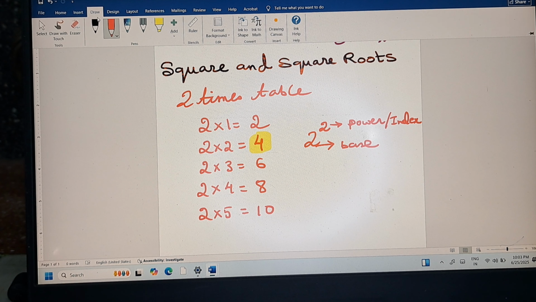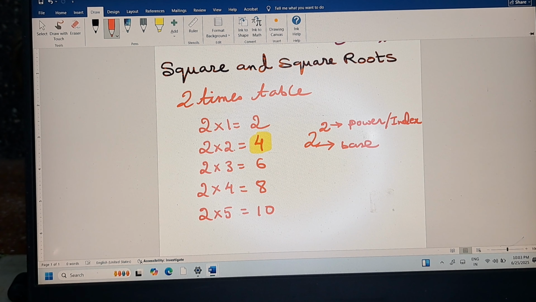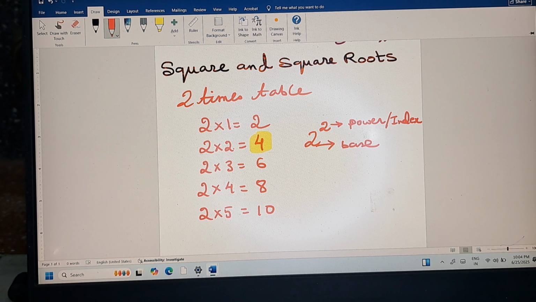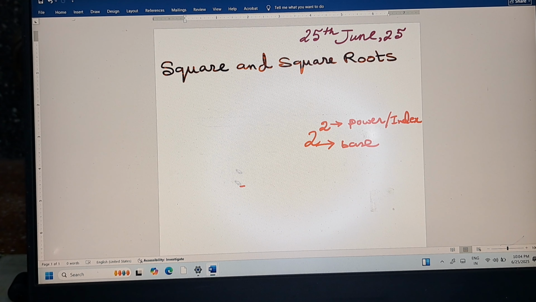Now what do you mean by square and square roots? Let us find out the meaning of the word square. The square of a number is that number raised to the power 2. If a number is multiplied by itself, the product is called the square of the number. So let us find out how we can write the squares of numbers.